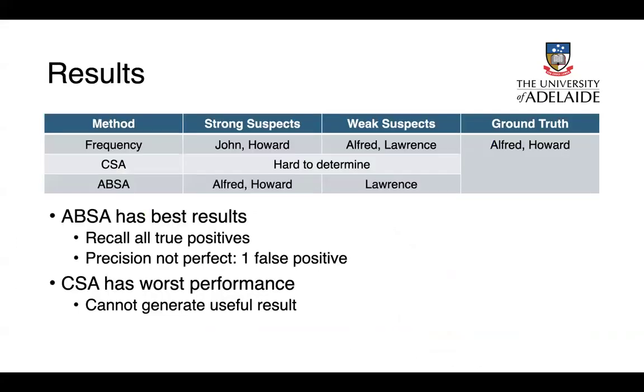We compare the results of the three methods, and the ground truth is that Alfred and Howard are our targets. From this table, we can see that ABSA has the best results. It records all true positives, although its precision is not perfect because it has one false positive. And CSA has the worst performance. It cannot generate useful result in this task.